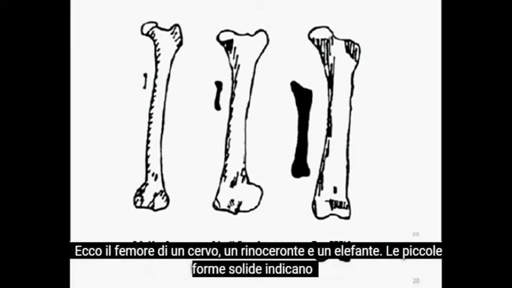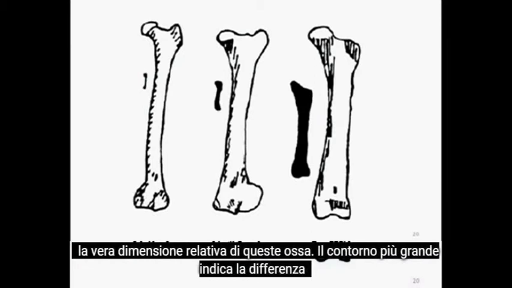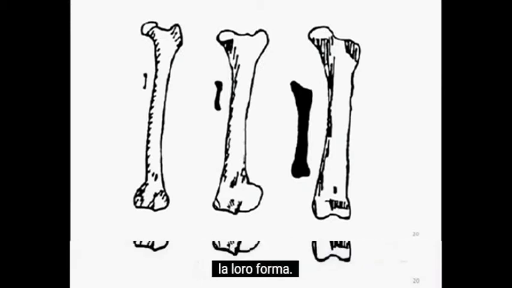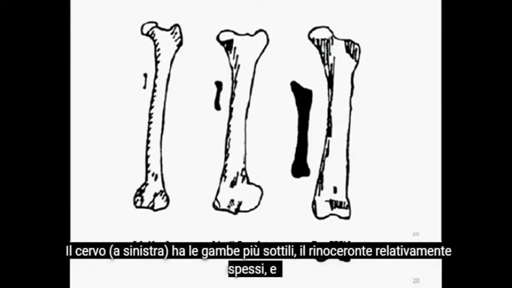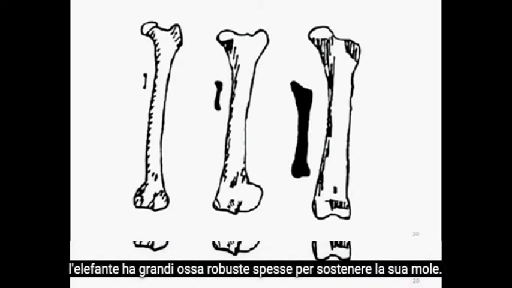Here's the thigh bone of a deer, a rhinoceros and an elephant. The small solid shapes indicate the true relative size of these bones. The larger outline indicates the difference in their shape. The deer on the left has the most slender legs, the rhinoceros relatively thicker, and the elephant has great thick sturdy bones to support its massive bulk.